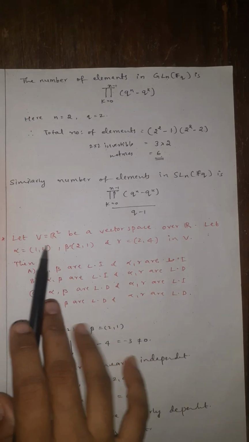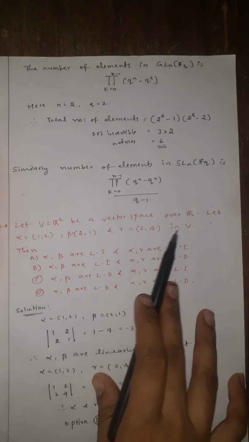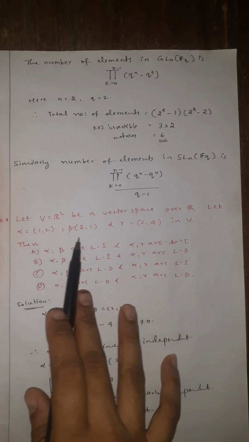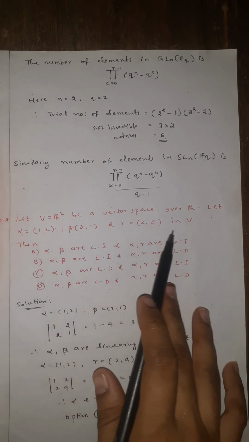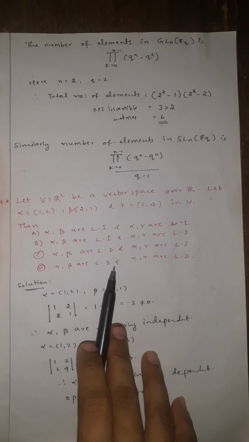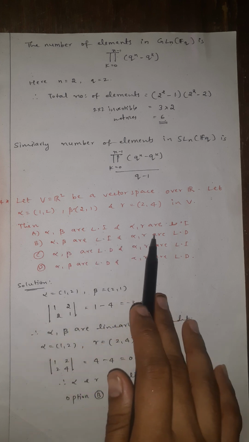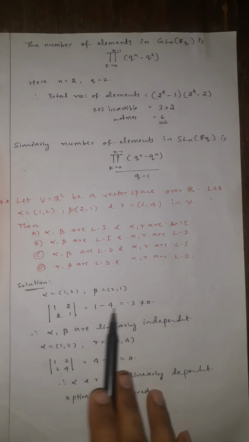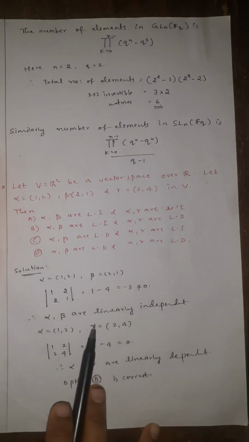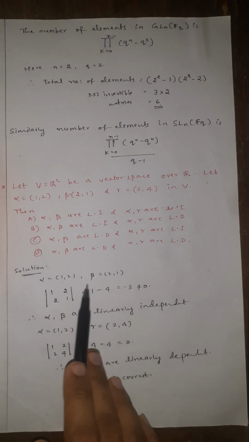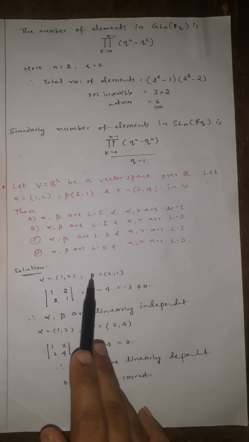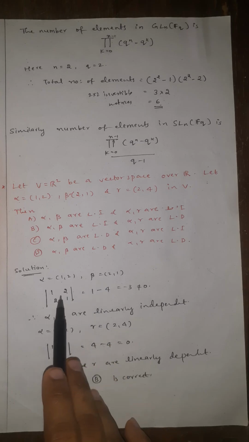Next question. Let V equal to R2 be a vector space over R. Let alpha equal to (1, 2), beta equal to (2, 1), gamma equal to (2, 4) in V. Then we have to check whether alpha, beta are linearly independent or dependent, or alpha, gamma are linearly independent or dependent. One simple trick to check whether a given set of vectors is linearly independent or not is to check the determinant.